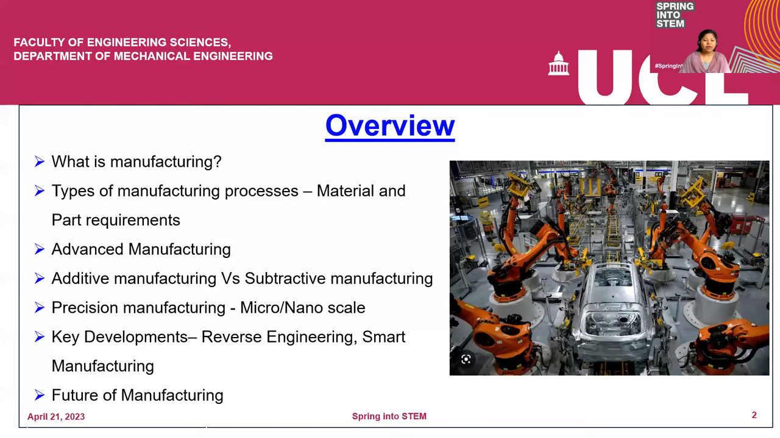So in today's talk, I will introduce the following concepts that I have given here. I'll start with what is manufacturing, what are the different types of manufacturing processes, and how would you select a particular process based on the material and the part requirement? What is advanced manufacturing? And we will discuss additive and subtractive manufacturing.